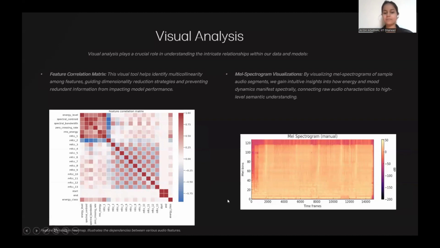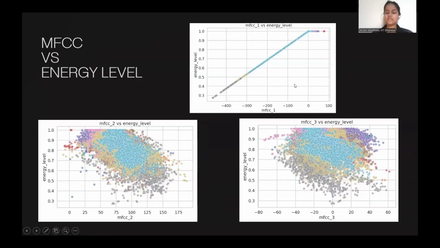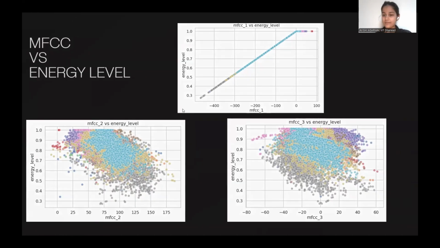So this is a heat map, and this is a MEL spectrogram which gives insights about how energy and mood dynamics are being changed for each audio segment's samples. Moving on to MFCC versus energy levels. These are the graphs where we compared different MFCCs with energy level.